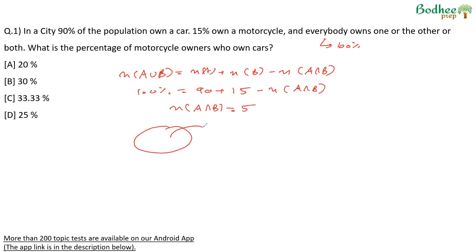So if I now draw the Venn diagram for car and motorcycle, 5 people have both of them. There are 15 people who have motorcycle, or 15%. So 15 minus 5 is 10. So 10 will have only motorcycle and correspondingly 85 here will have only cars.